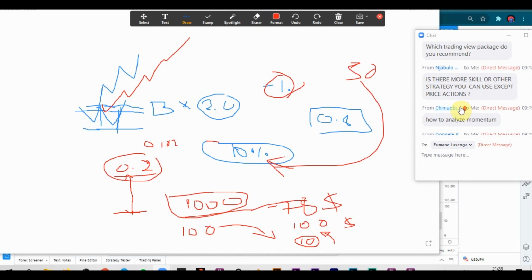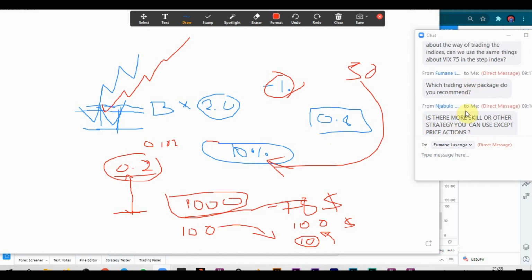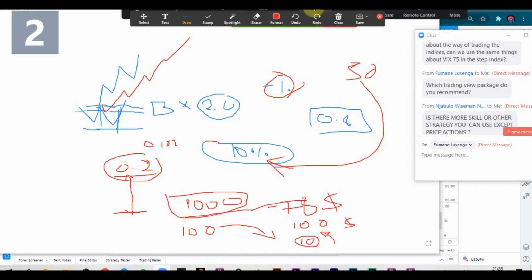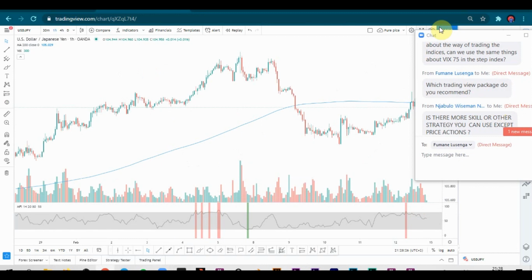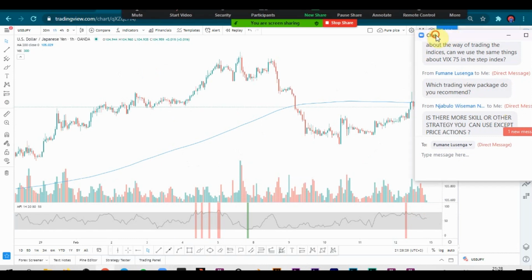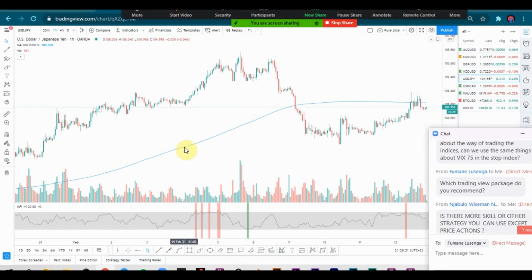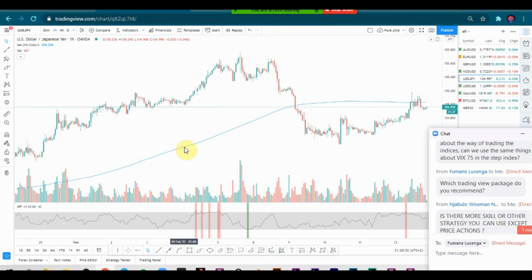Let's see the next one, TradingView package. Which TradingView package do you recommend? Okay, me, I'm using the Pro, which is like basic, not the mega package on TradingView. This is just my chart. What I don't need is ads. And again, I need more indicators, for example around 5 indicators.